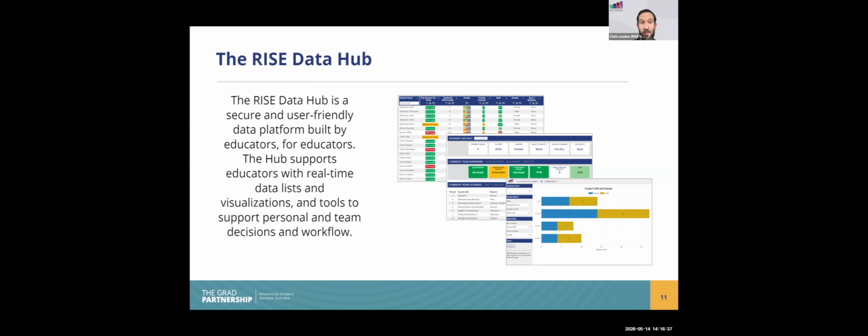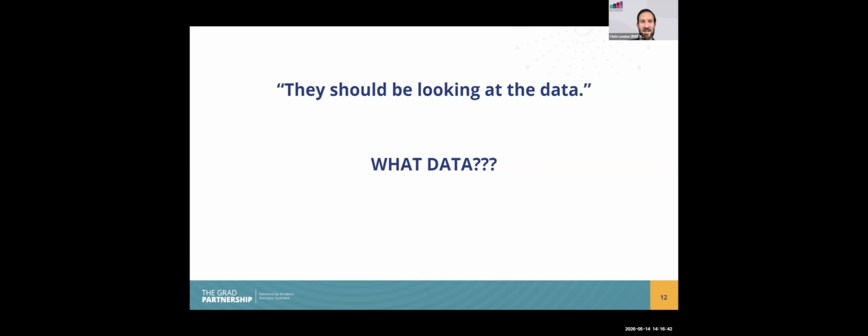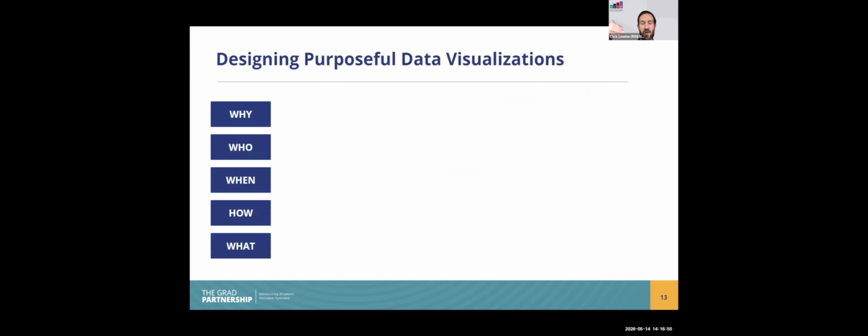So today we're going to be talking about building data visualizations, and oftentimes we'll hear, hey, the team should be looking at the data, or we might even know that the student success team should be looking at the data. But what data is really the question that we want to ask as we design purposeful data visualization. So today I'm going to walk through a couple examples that we've seen at RISE. And for each of the examples, I'm not just going to show you a visualization, I'm going to talk about, and I'm going to ask you about, as we're designing data visualizations, how might we consider the why, who, when, how, and what of that visualization?